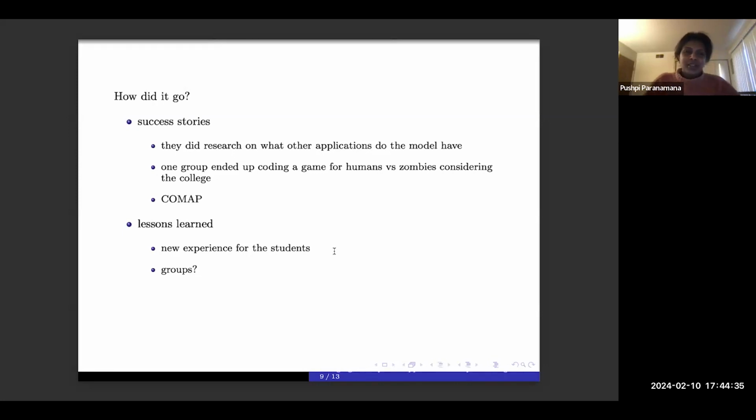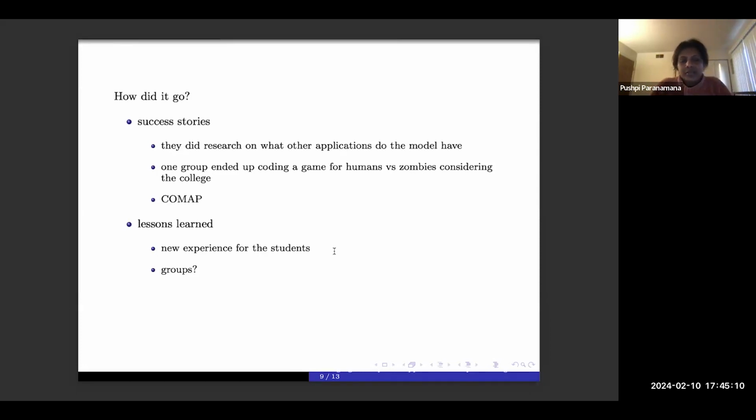And one particular story I want to share. There was a chemistry student. She was so excited and motivated with the modeling aspect and the research part of this. She signed up for the COMAP competition this year, which I thought was interesting. Usually either math majors or maybe engineering students will sign up, but she was a chemistry student. She was very motivated with this.